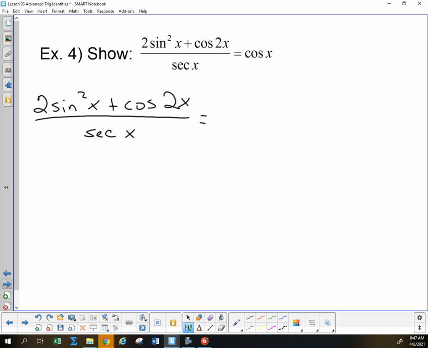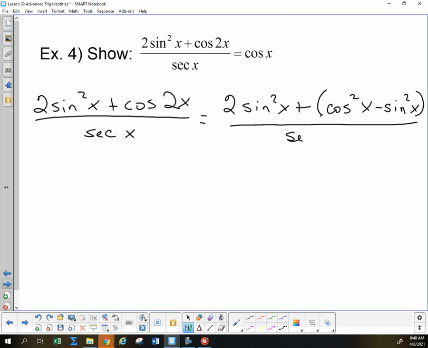So Ryan, you have an idea of something we could try? So cosine 2x could turn to cosine squared x minus sine squared x. Let's give that one a try and see what happens. That would let me have 2 sine squared of x. And then just for emphasis, I'm going to put parentheses to just kind of show you what I'm doing there. I'm changing cosine 2x to cosine squared x minus sine squared x. And that's over secant x.